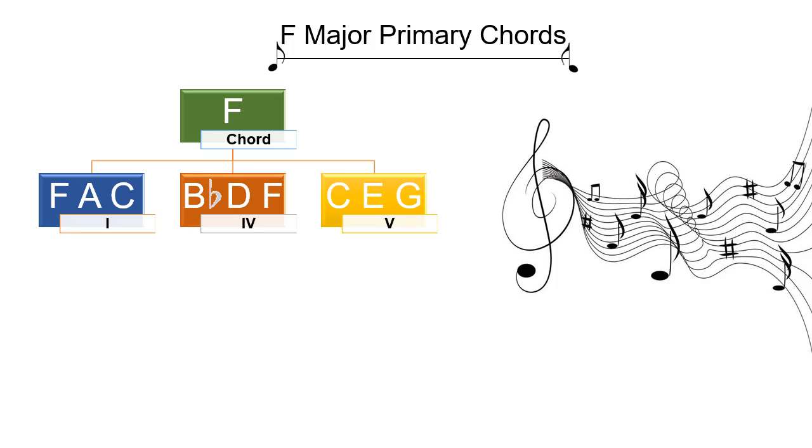Now on the fourth degree this time we are going to start on B flat. Why B flat? Because the B is flattened and is the only note that is flattened.